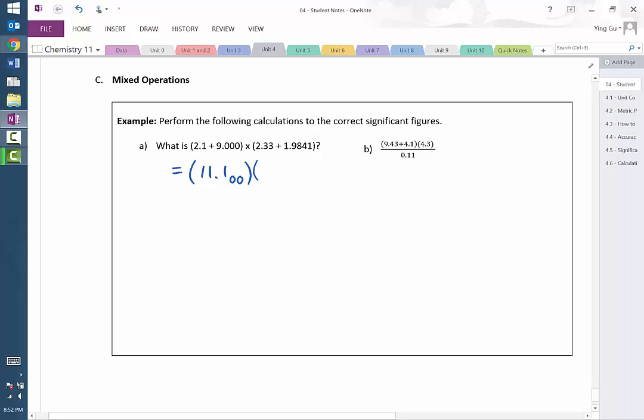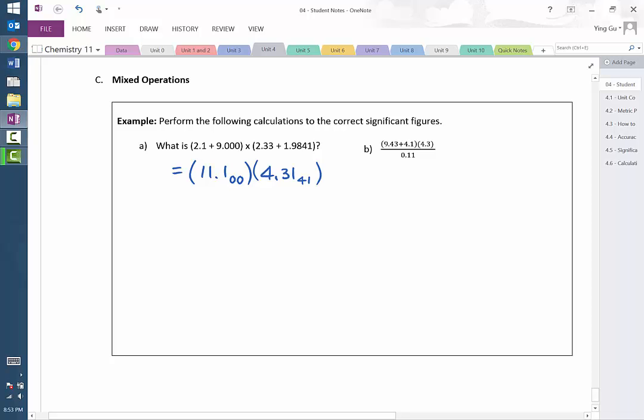In the second bracket, I get 2.33 plus 1.9841. And in my calculator, I'm going to get a large number here. Now, this is another addition problem. The number with the least number of decimal places is 2.33, with 2 decimal places. So I'm going to write down the answer to that with 2 decimal places. But I'm going to keep the remaining decimals in there as well.